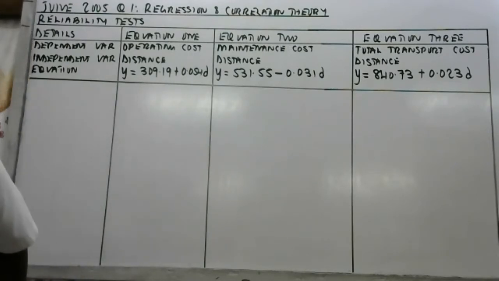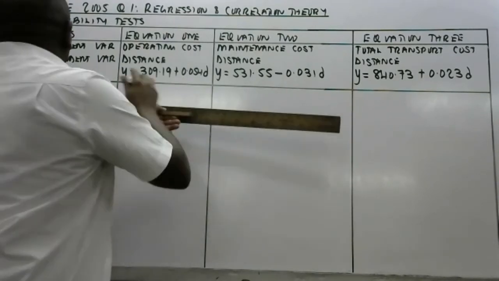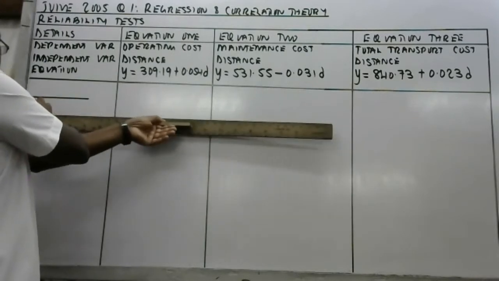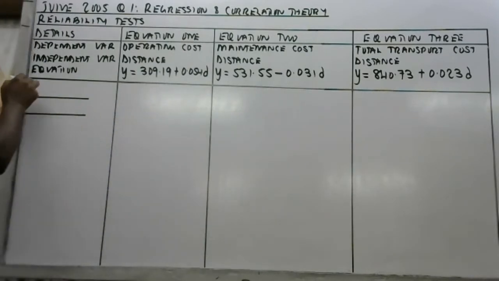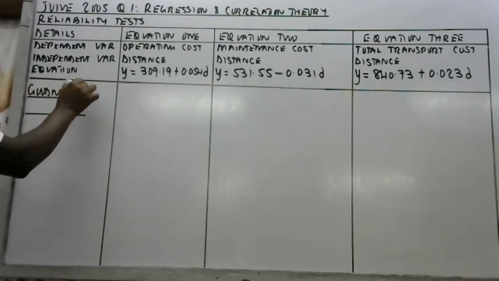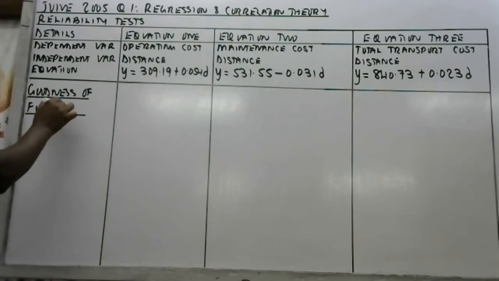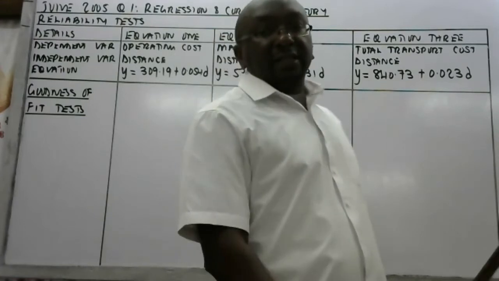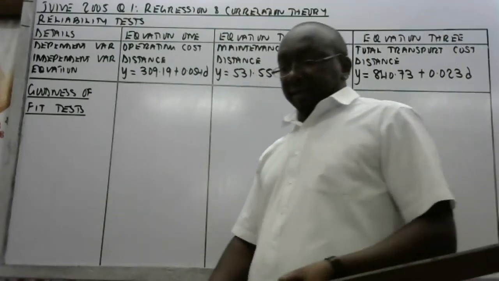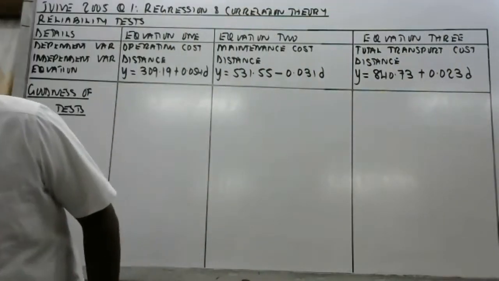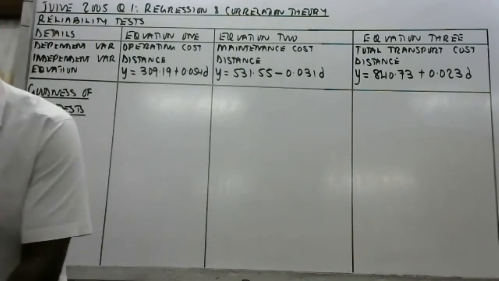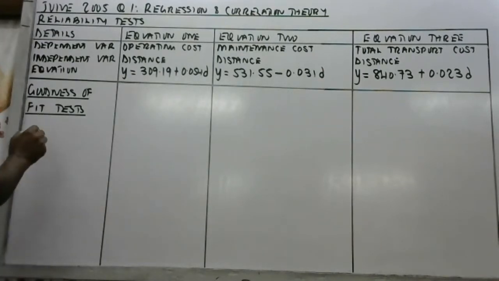So the next area that we are taught to test or to comment about is goodness of fit tests. Now, goodness of fit tests have very many tests. It has 6 tests. So the first test under the goodness of fit is R square.